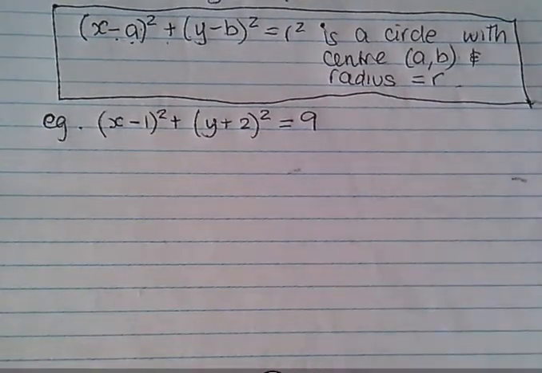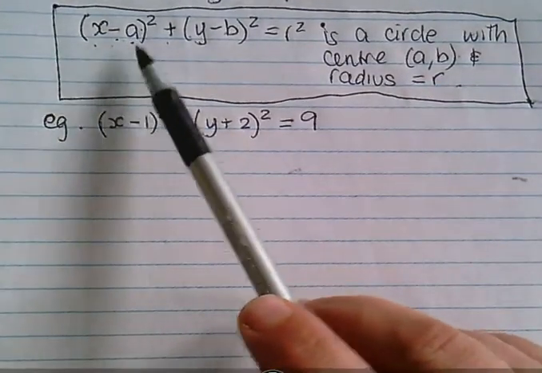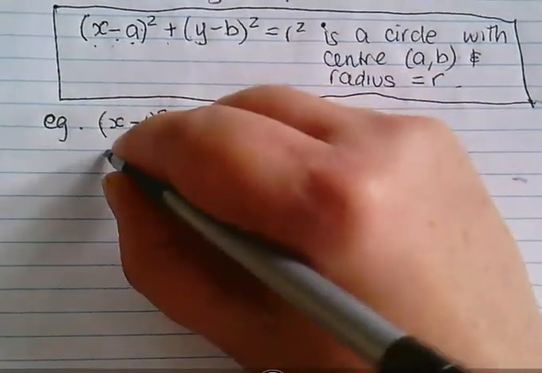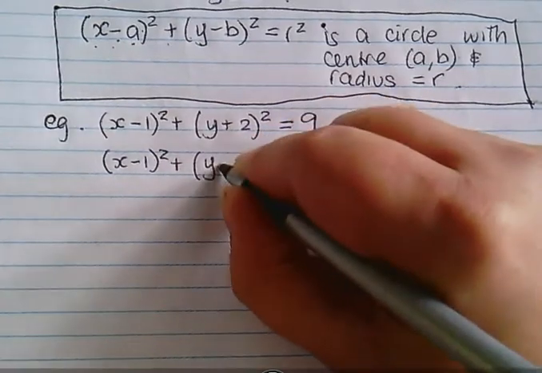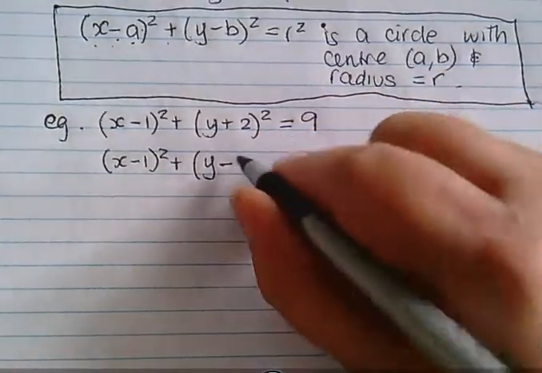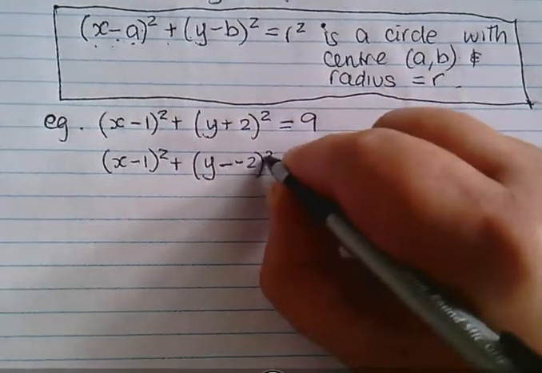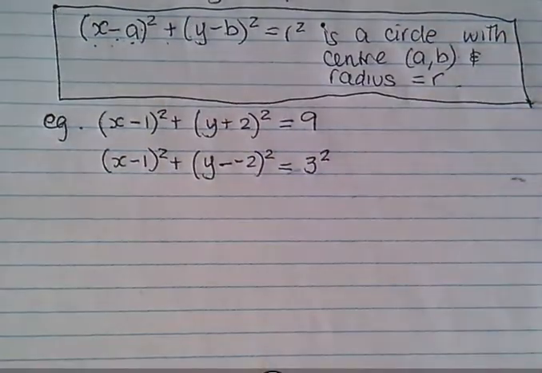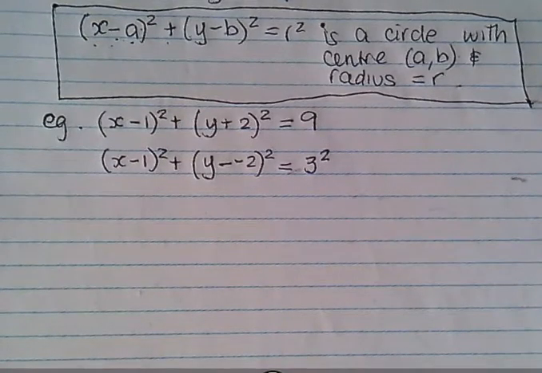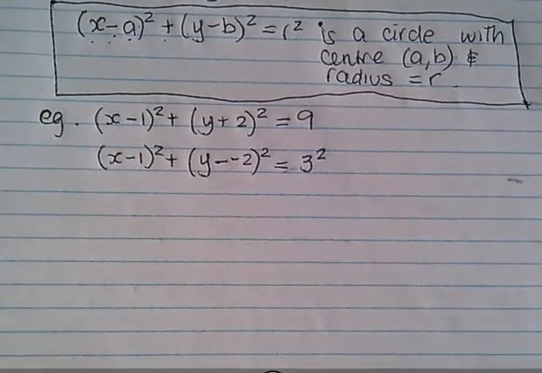Now, the circle has to be in the form x minus a squared plus y minus b squared. So I'm going to rewrite it as x minus 1 squared plus y minus what? Negative 2 squared equals r squared. So I'm going to write 3 squared. Okay? I want it in that form. X minus a squared plus y minus b squared equals r squared.